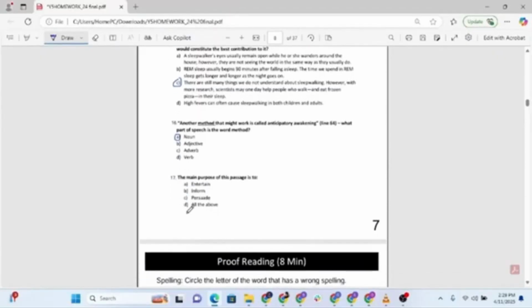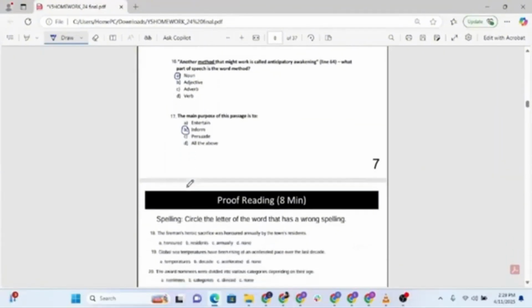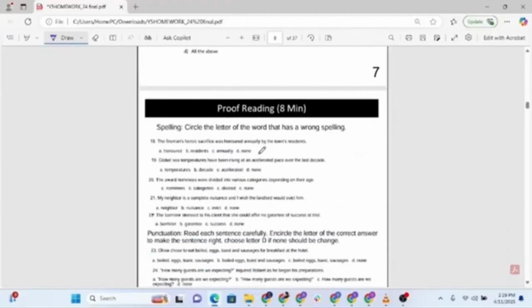Question 17. The main purpose of this passage is to entertain, inform, persuade, all the above. The correct answer is option B, inform. Explanation. The main purpose of the passage is to provide information about sleepwalking, what it is, why it might happen, and how to keep sleepwalkers safe. Although the passage may also entertain and offer suggestions, its primary goal is to inform. Proofreading. Spelling. Circle the letter of the word that has a wrong spelling. Question 18. The fireman's heroic sacrifice was honored annually by the town's residents. The correct answer is option A, honored.